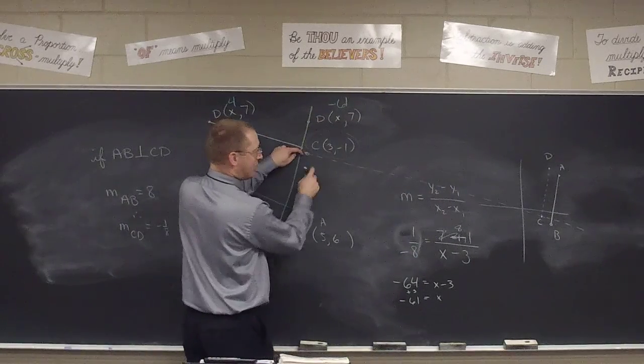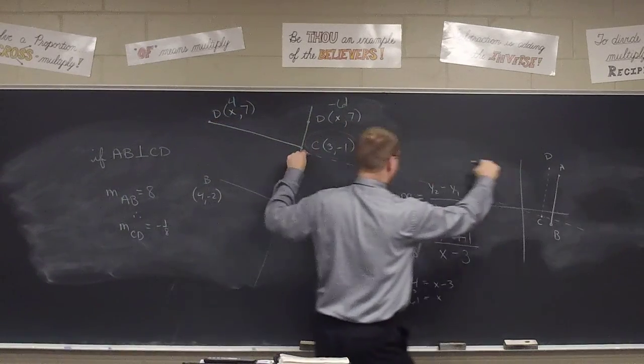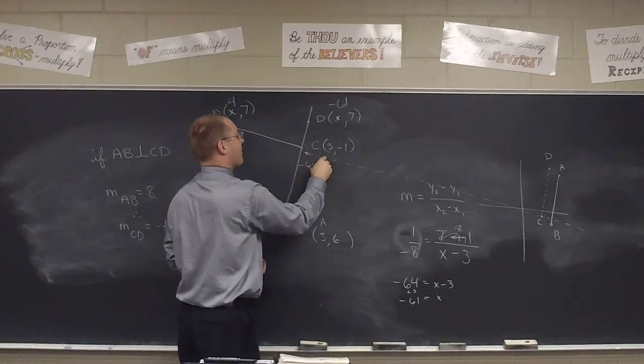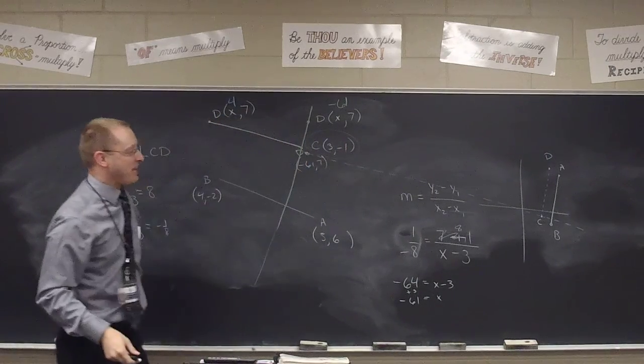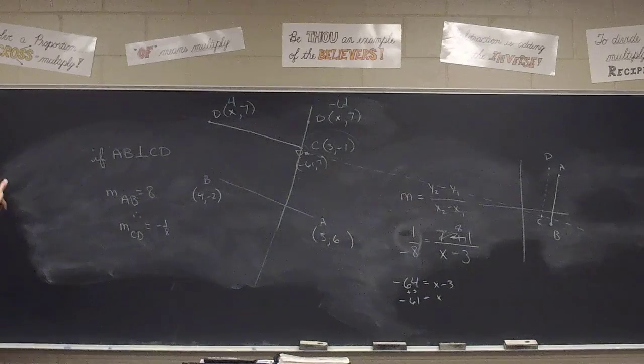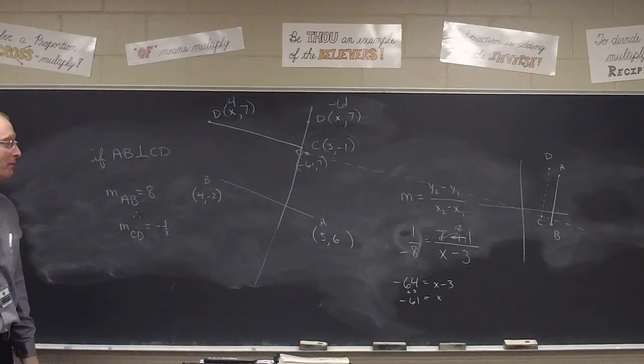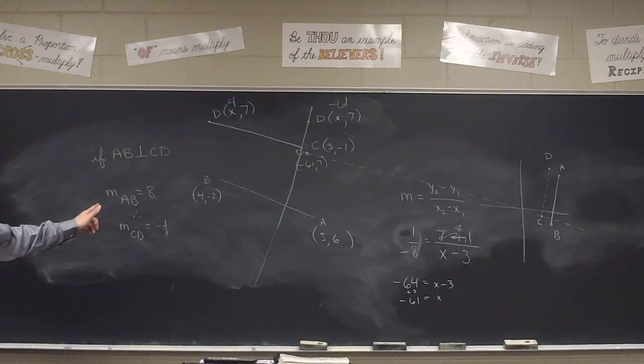Way back here, the same ordinate of 7 would be negative 61. 7 is where my other D would have to be to get a perpendicular. All right, so you can kind of see that with the graph. It's just, man, aren't you glad we didn't have to? All right, questions on this?